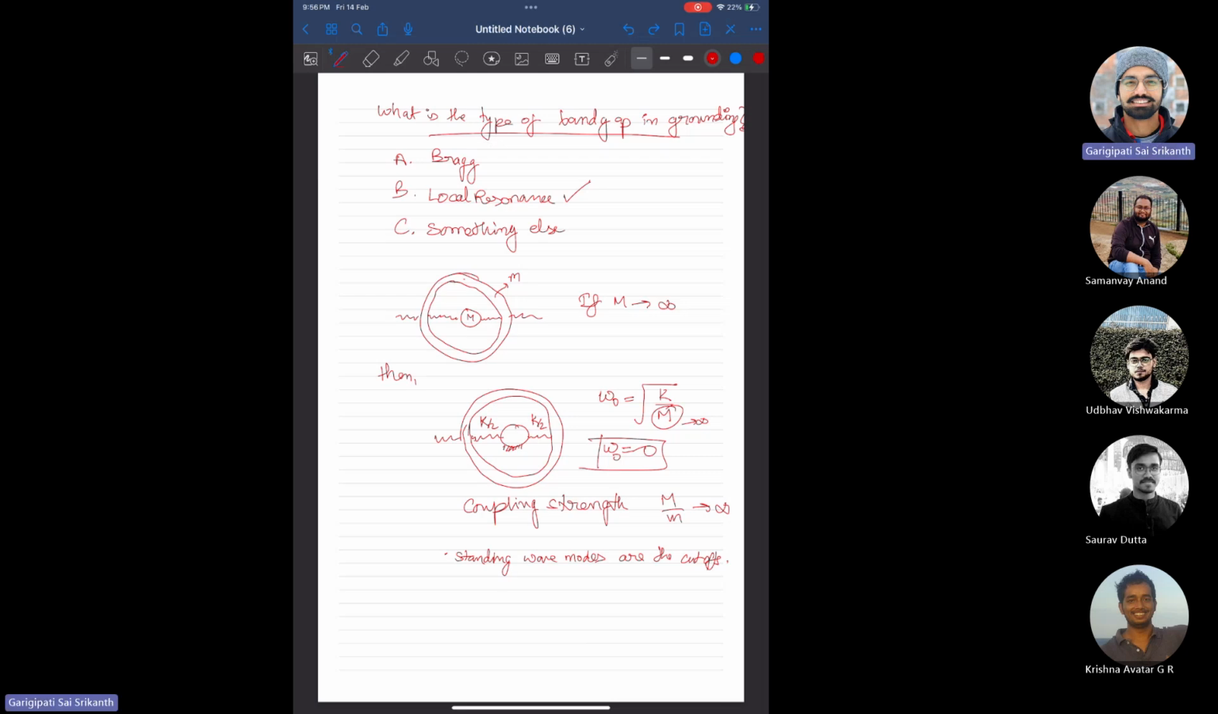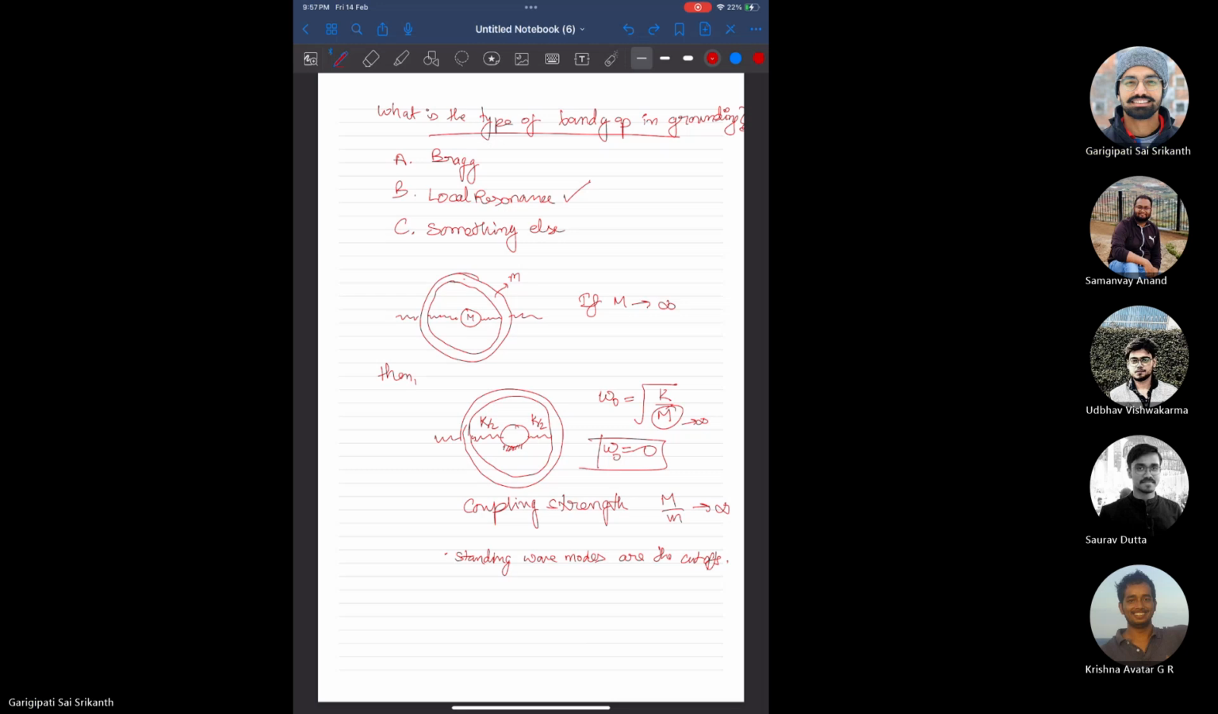But we also know that if capital M becomes infinity, the coupling strength M by m also goes to infinity, right? So when coupling strength goes to infinity, we know that the band becomes broader and broader. But when the resonating frequency goes to zero, we know the band becomes narrower and narrower. So this is sort of a game of zero into infinity, that type of a limit.